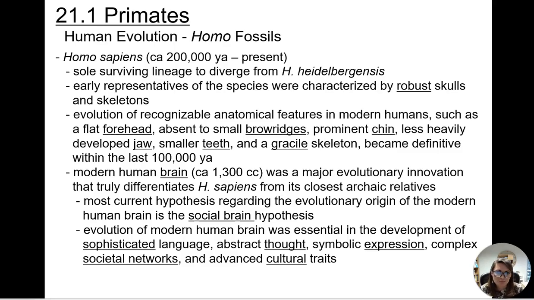Modern human brains have a capacity of 1300 cc's. This is a major evolutionary innovation that truly differentiates Homo sapiens from their closest relatives. The most current hypothesis regarding the evolution of the modern human brain is what's called the social brain hypothesis. That's where our brain has evolved for the development of sophisticated languages. We have many different languages, abstract thoughts, symbolic expression, complex societal networks, and advanced cultural traits. So all of these give rise to our larger brains and to our culture and society.